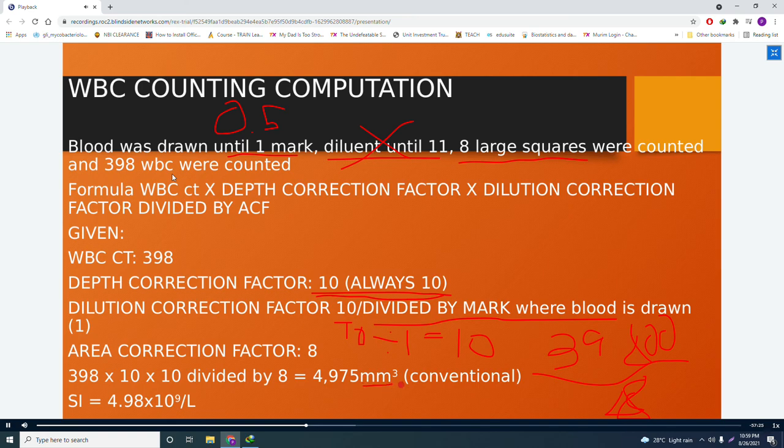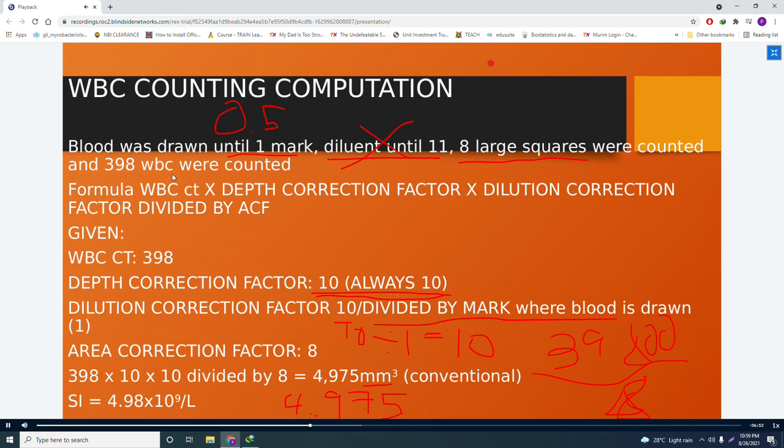Kasi huwag niyo kakalimutan. Then, if you're going to convert that into your SI, you just multiply it by 0.001. You get 4.97. Sir, bakit 4.98 yung nakalagay dyan? Now, the reason for that, class, is whenever the decimal places is 3, you stick with 2 decimal places only.